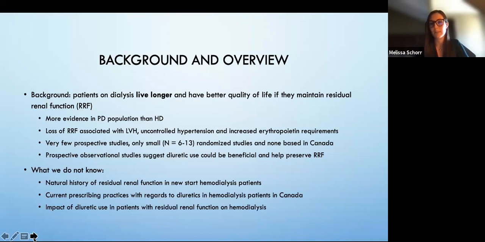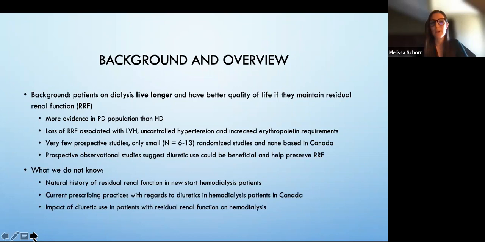Prospective observational studies also suggest that diuretic use could be beneficial and help preserve residual renal function. The DOPPS study includes over 16,000 hemodialysis and PD patients, and in this study, diuretic use was associated with less interdialytic weight gain, less hyperkalemia, and better preservation of residual renal function.